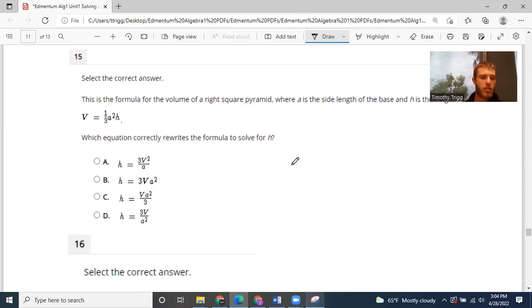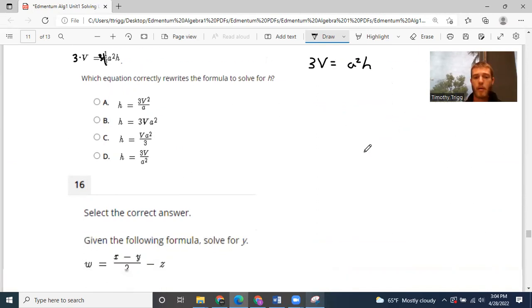Here we're solving for h. I think we did this exact one earlier. Okay, well, we're going to multiply by 3 to get rid of this 1/3. Multiply by 3 on both sides of the equation. 3b equals, this 3 and 1/3 cancel, a squared h. Next, to get h by itself, you're going to divide by a squared.